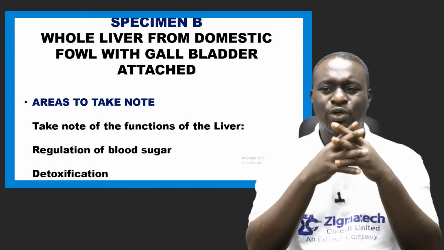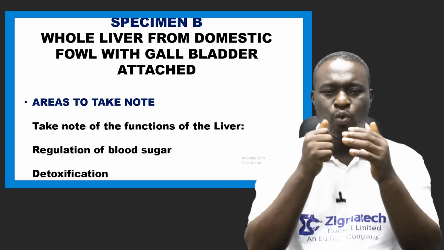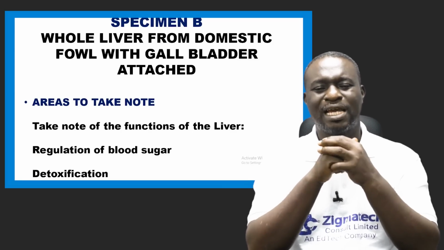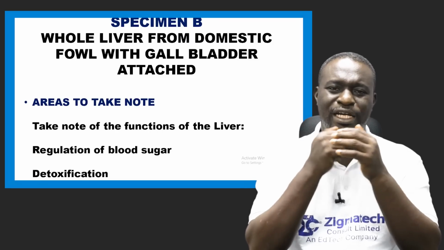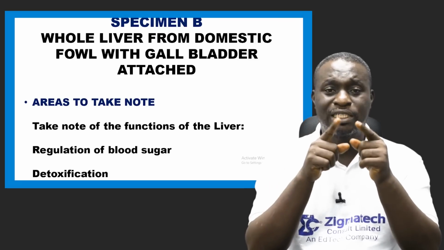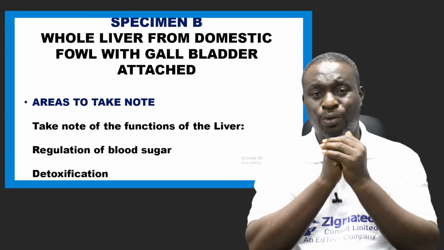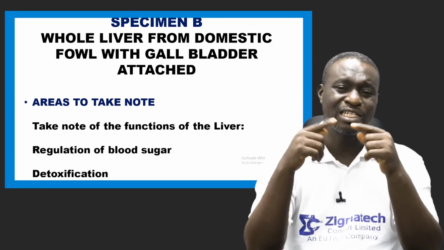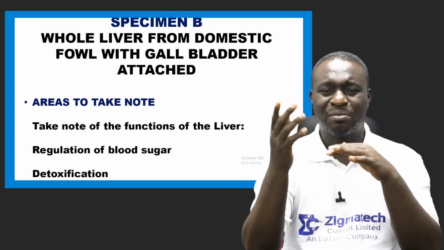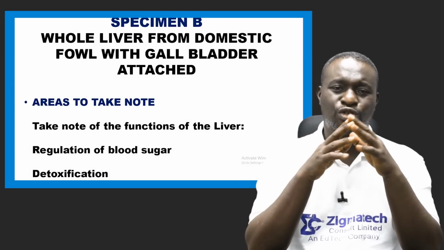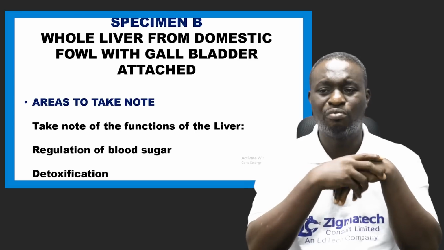Like I said, take note of the functions of the liver. One of the functions of the liver is the regulation of blood sugar. The liver helps to regulate blood sugar alongside the hormones insulin and glucagon. The insulin helps it to convert excess blood sugar into glycogen, while the glucagon helps to convert glycogen back into glucose. So the liver plays a major role in regulation of blood sugar.